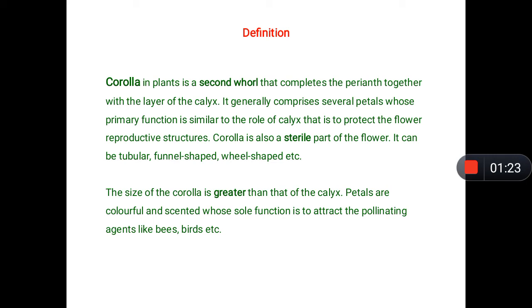So corolla is the second whorl next to the calyx, and its main role is to protect the flower's reproductive structure, as well as it plays an important role in attracting pollinating agents like bees and birds for pollination purposes. So this is the definition of corolla.